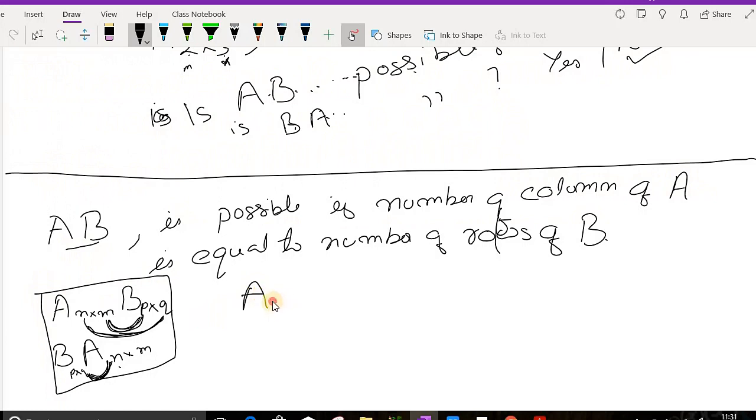Okay, let me give you one more example. If I write A as 3 by 2 and B as 4 by 2, is AB possible? Can I find out AB? No, because you see the number of columns of this is 2 and the number of rows of this is 4, so this is not possible.